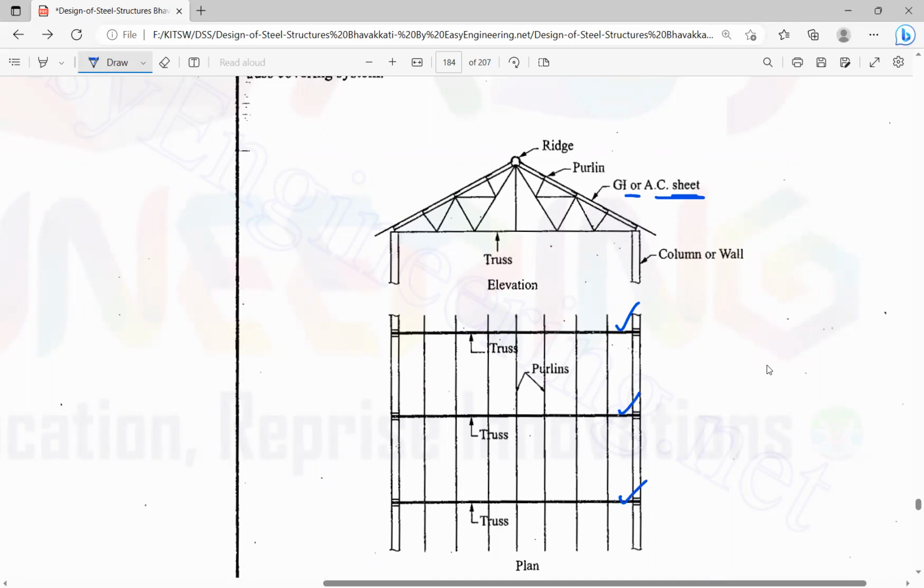To connect these trusses, we'll use purlins. So these purlins are used as a flexural member, designed as a flexural member.